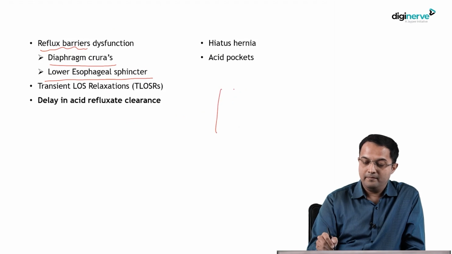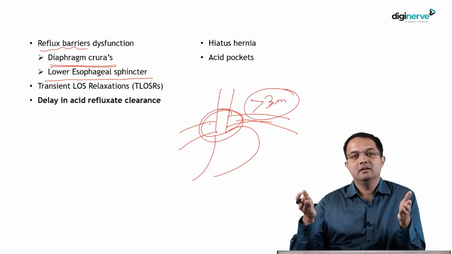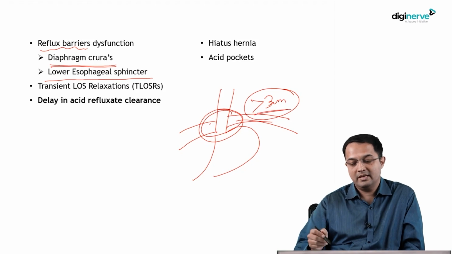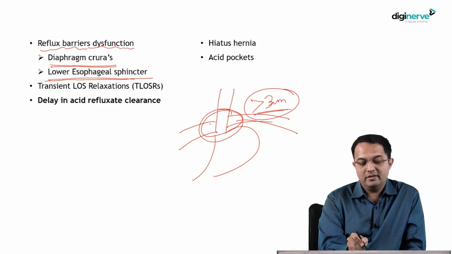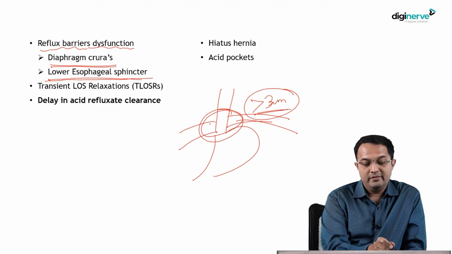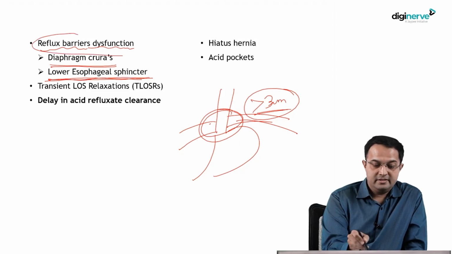We know that the esophagus enters through the diaphragm, and there are diaphragmatic crura here. This opening is called the hiatus. If the crura are separated a little away from each other and the hiatus size is more than 3 centimeters, then it will cause reflux barrier dysfunction. And we also know there is a physiological sphincter, the lower esophageal sphincter, which we studied in manometry. If there is any dysfunction in the lower esophageal sphincter, then it will cause reflux barrier dysfunction.